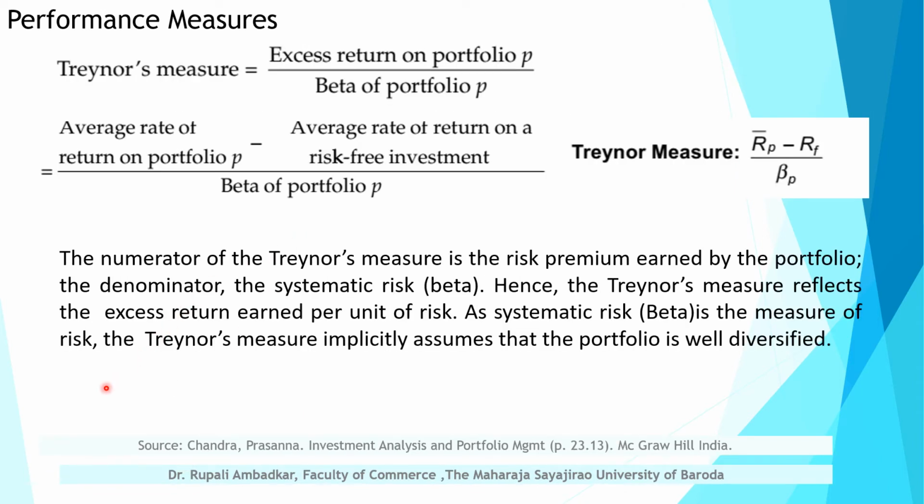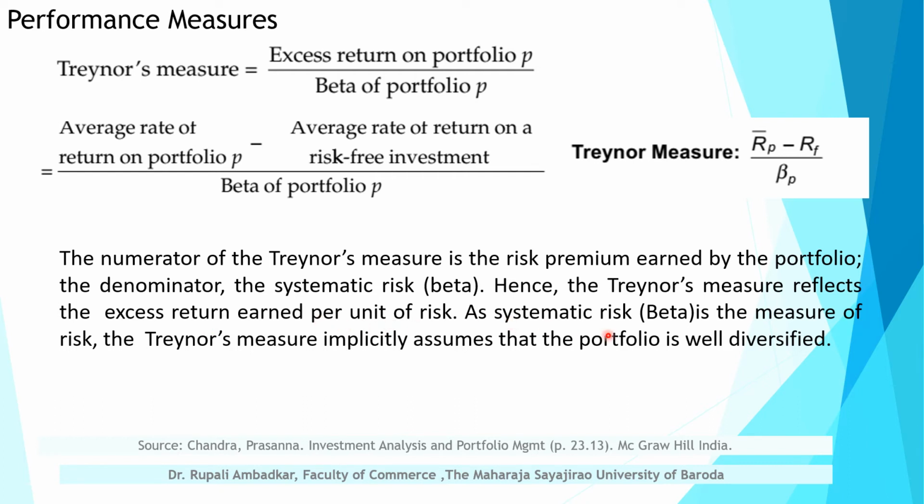Let us understand it further. The numerator of Treynor's measure is the risk premium earned by the portfolio, because we are measuring the excess return over the risk-free investments. Hence it's called the risk premium earned by the portfolio, and the denominator is the systematic risk measured by beta. Hence we can say that Treynor's measure reflects the excess return earned per unit of risk.